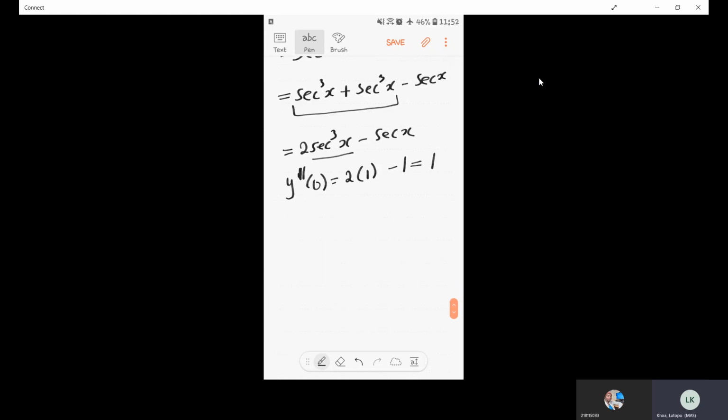Then I work out y triple prime. So for y triple prime, I'm going to differentiate the second derivative. When I differentiate it, this 3 will come down and multiply with the 2. So I get 6 sec squared x. The exponent of sec x has decreased. And then the derivative of the inside, the derivative of sec x.